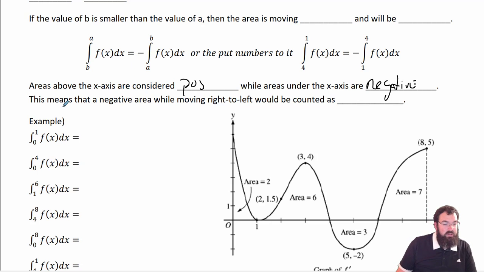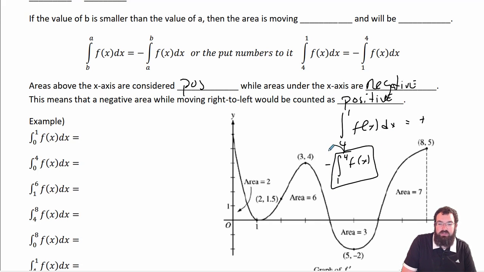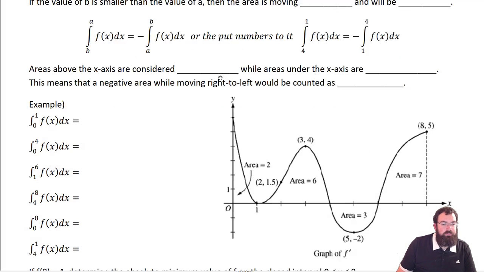I don't even know. This means that a negative area while moving right to left would be counted as positive. So, for instance, if I'm going from 4 to 1 of f of x dx, this is some positive value. When I write this, this would be negative, the integral from 1 to 4 of f of x dx. Because this is negative, that means this is also going to be negative, and therefore, again, a positive value. It's going to negate itself.